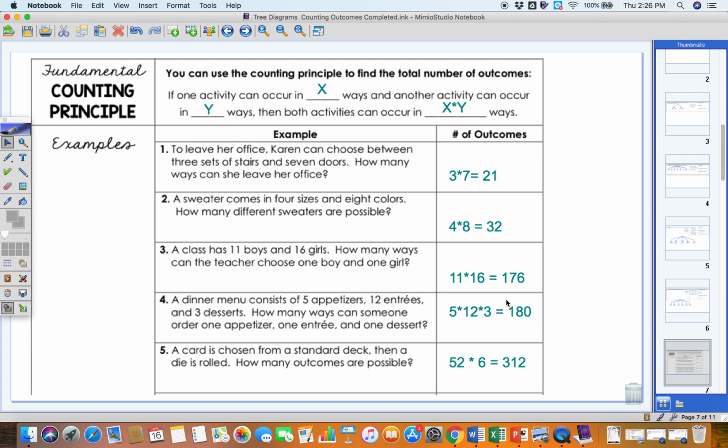A card is chosen from a standard deck, then a die is rolled. How many outcomes are possible? Well, there are 52 cards in a deck. There are 6 outcomes on a die. When you multiply them together, you get 312.